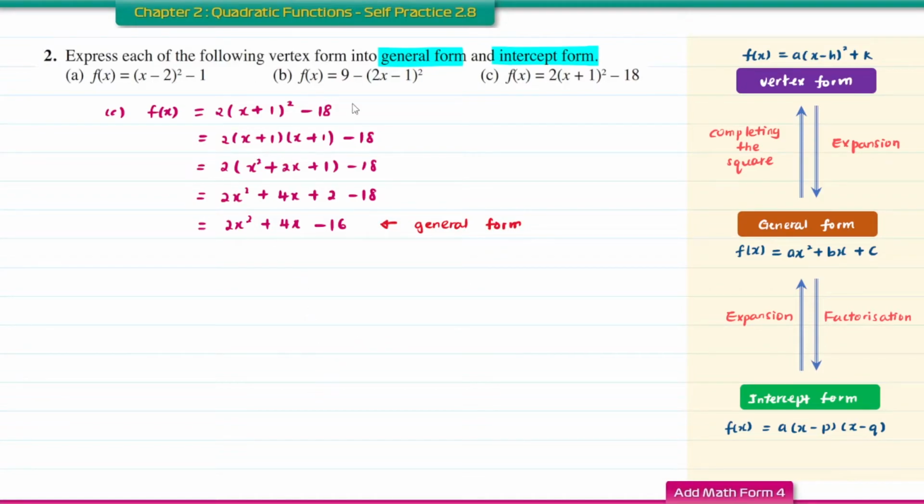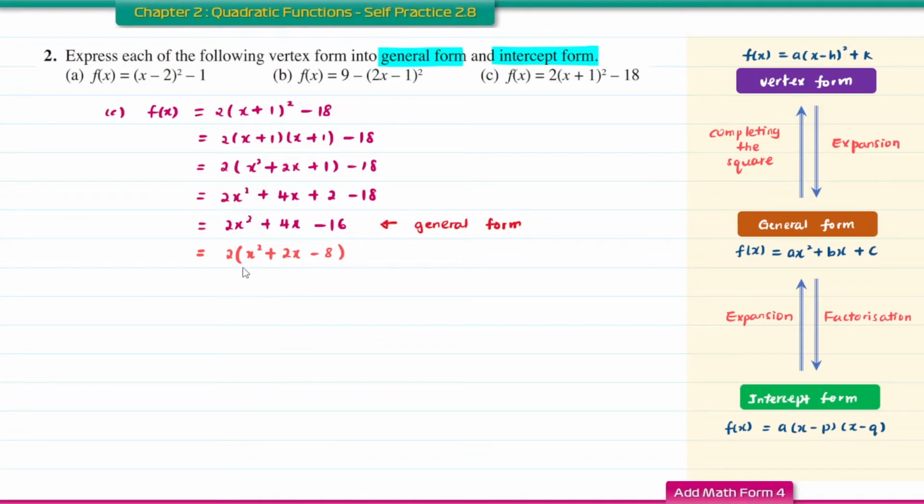Next we want to change it to intercept form. So we're going to let the a equal to 1. We're going to have a common factor here of number 2. So here we're going to divide each of the terms here with number 2. So here you're going to have plus 2x minus 8.